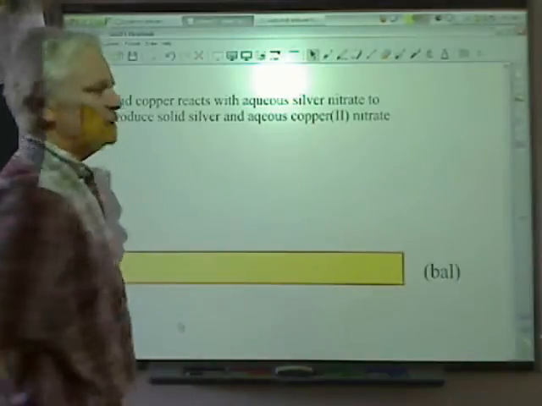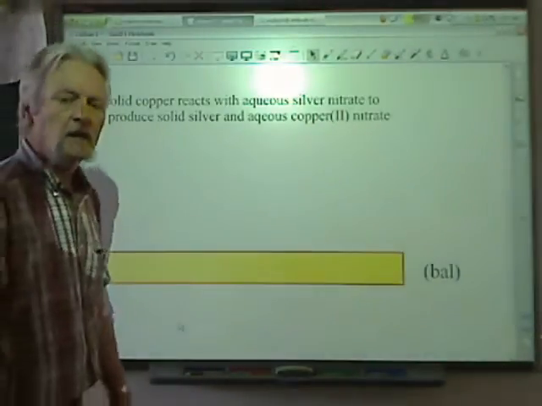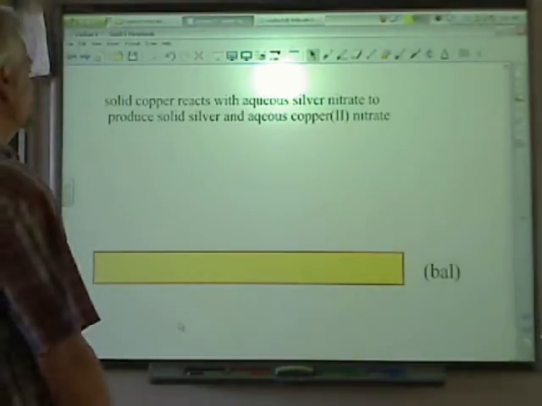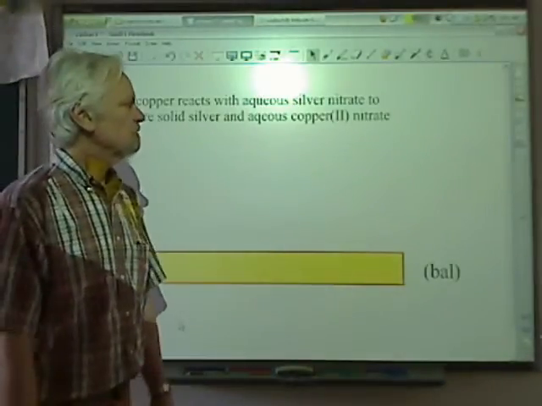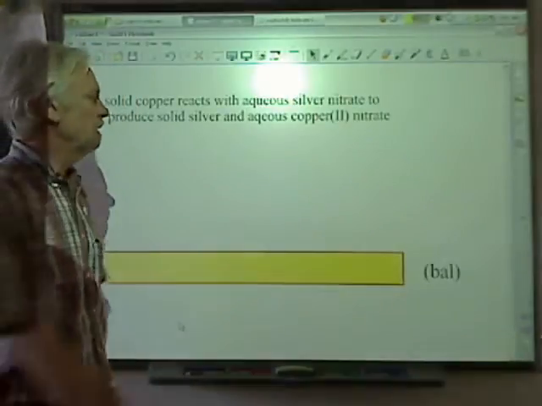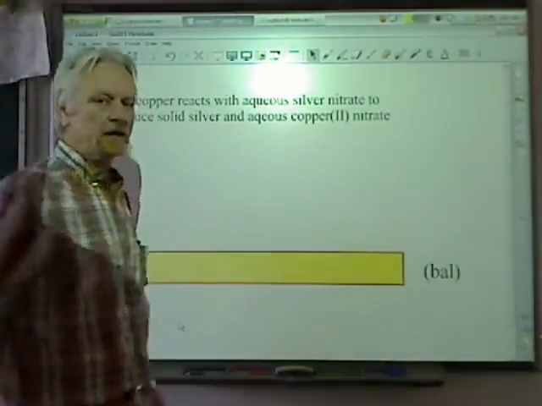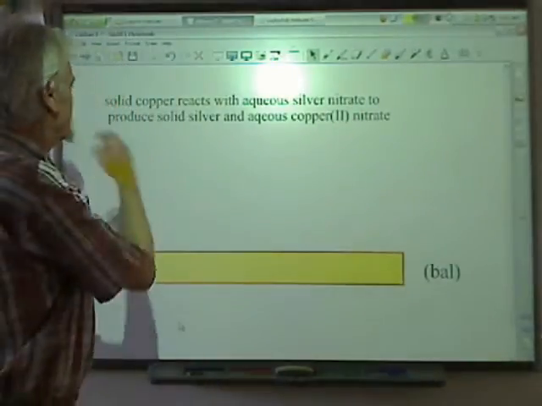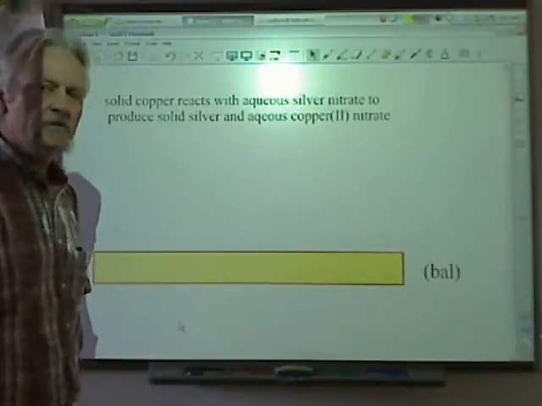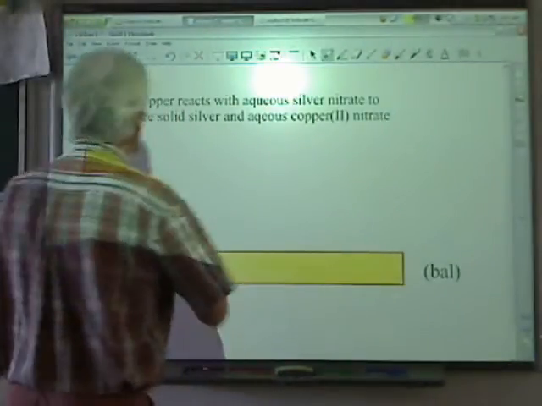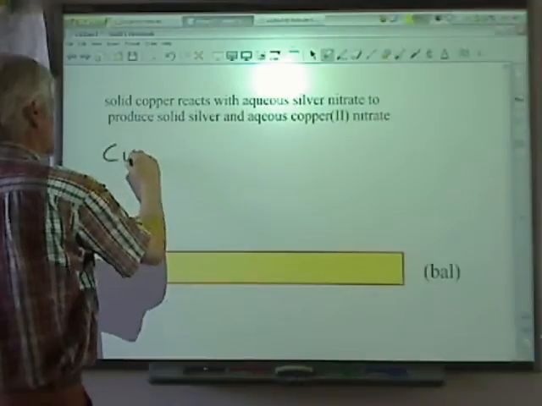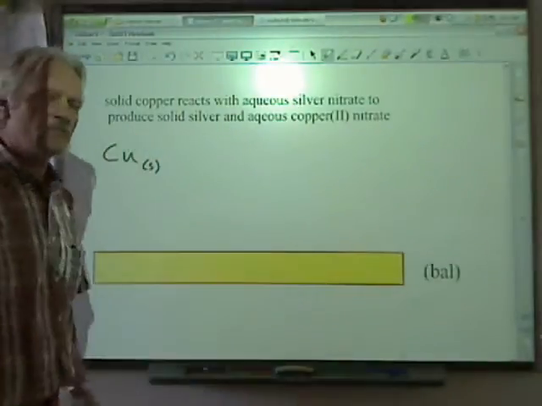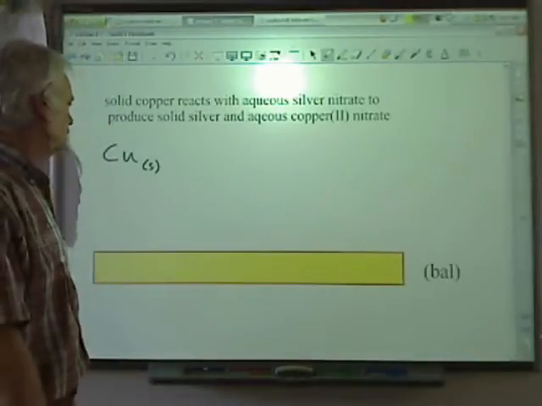So here we're presented with a sentence telling us about a chemical change. Solid copper reacts with aqueous silver nitrate to produce solid silver and aqueous copper(II) nitrate. Copper(II) being the stock number that refers to the ion here. Nitrate, of course, is a polyatomic ion. We're given phase information here, and all we have to do is translate it. So you would say solid copper. Solid copper is simply Cu with a little subscript s. It doesn't have any charge because right now it's a full valence shell and everything.